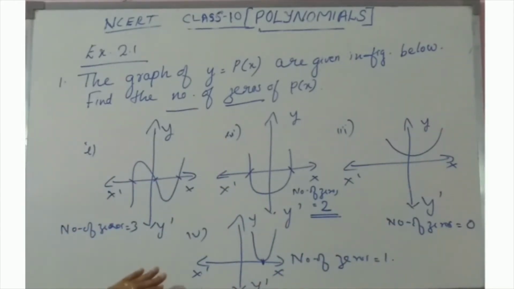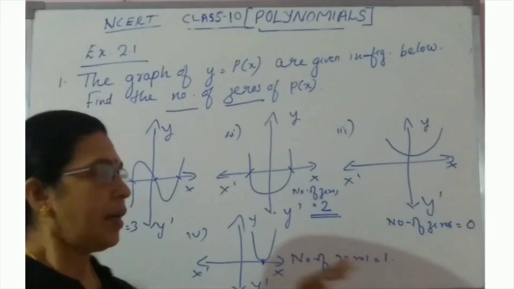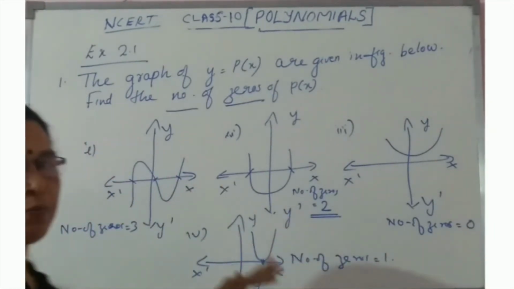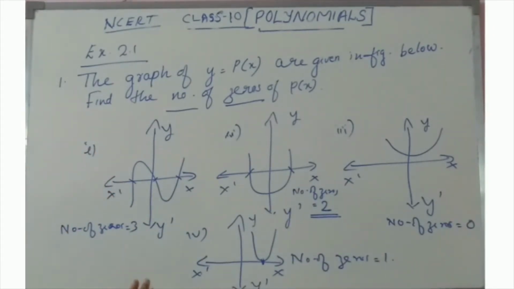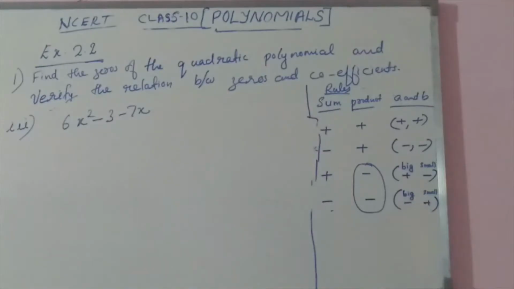So I think this topic is clear for you. Some graphs are given in exercise 2.1 and you have to find out how many zeros are there in each and every figure. You should find it out and write down that answer.